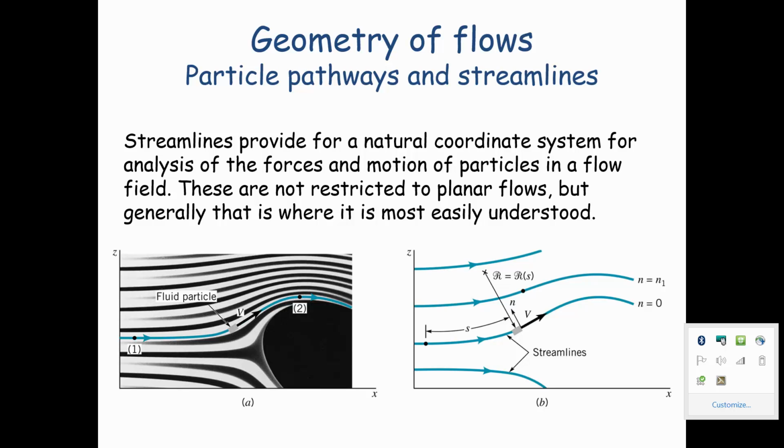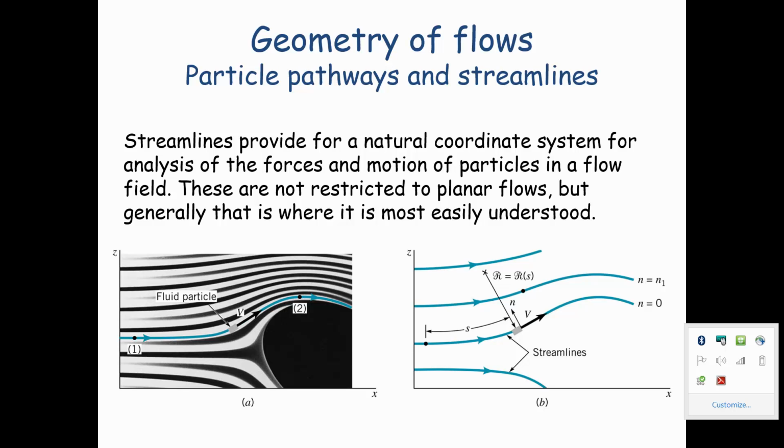So let's look at the geometry of flow, and for this we'll consider pathways that are taken by fluid packets or fluid particles, and these pathways can be looked at as being what are called streamlines, or path lines, as we'll define in later chapters. And what we'll find is that streamlines provide a coordinate system for the natural flow that's occurring to describe the motion of the fluid.